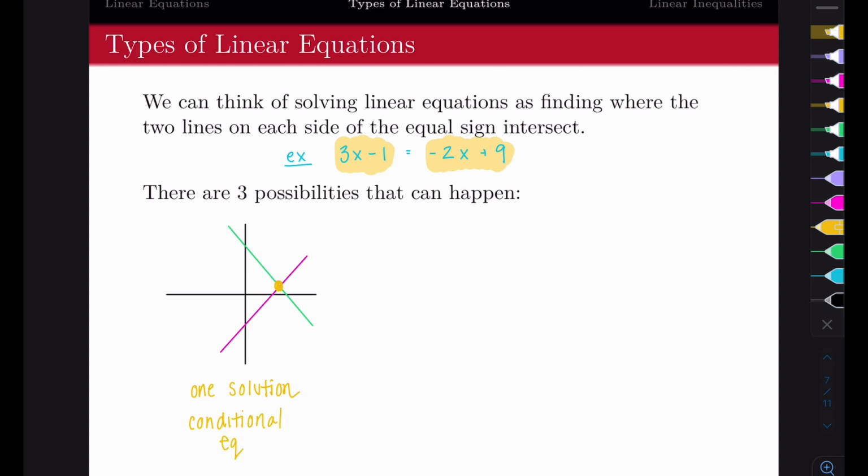Okay. Second possibility, if we've got two lines, is if here's our first line, the other line actually runs parallel to it. So these lines are never going to intersect each other, so there's no solution here. Okay. Because of that, you have no solution. This is called a contradiction.